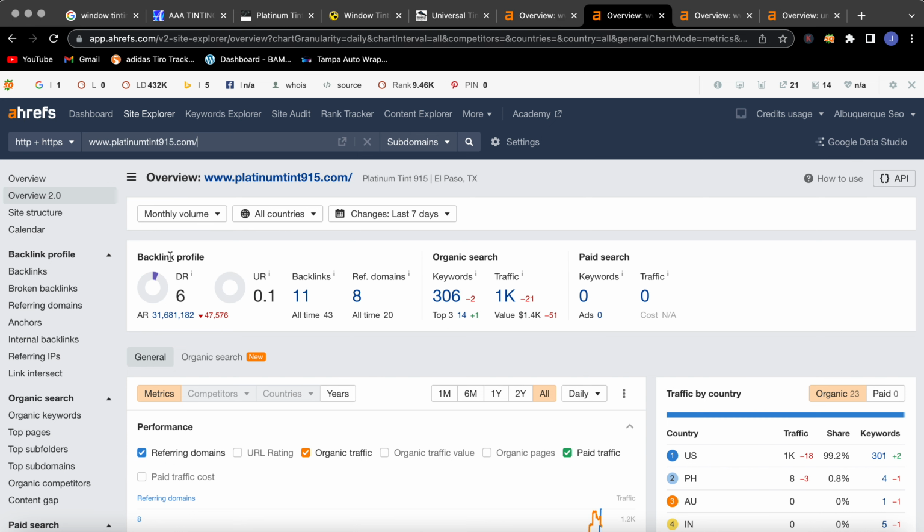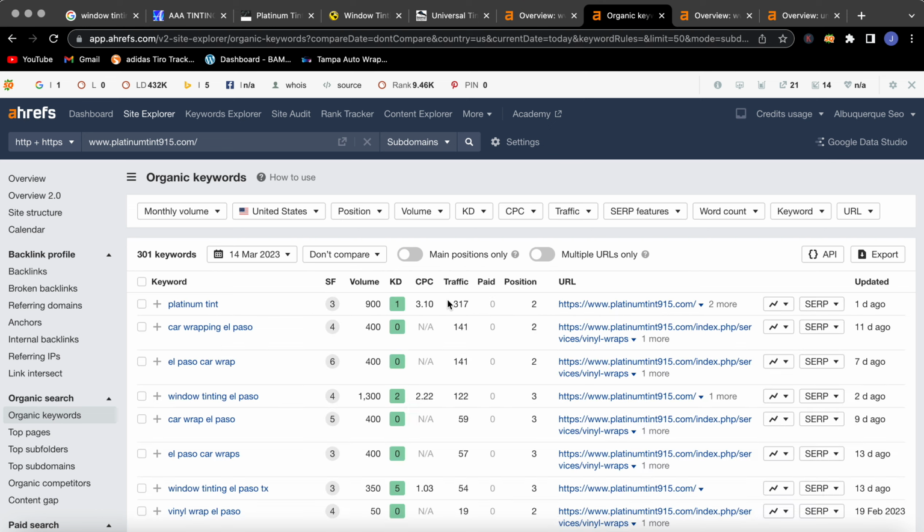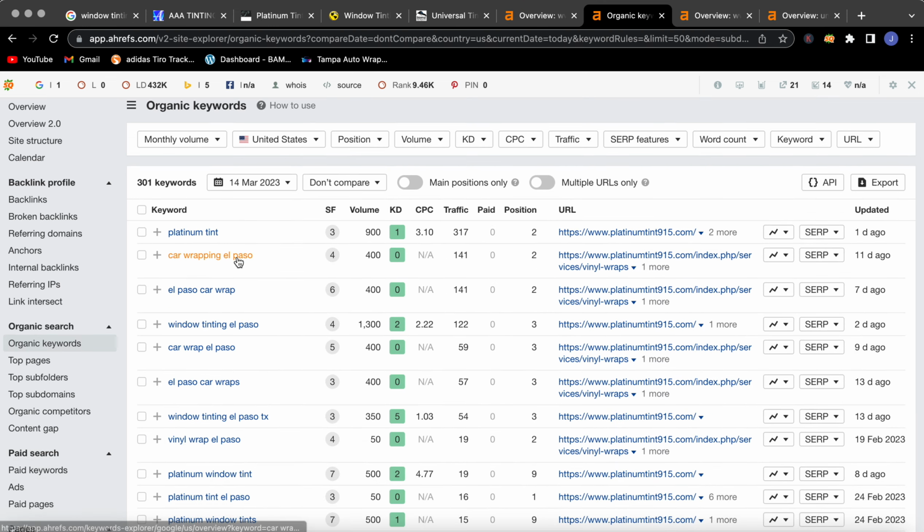Jumping over to Platinum Tint, they have a 6 power rating, which is one of the reasons that I'm looking to get into this market out here in El Paso, because I can destroy these guys. They don't have a ton of backlinks, but the backlinks that they do have are referring people to them. Now, they are doing a very good job with their keywords. They have 306 total keywords. And as you can see, for stuff like car wrapping El Paso, they're in position number two. For window tinting El Paso, they're in position number three.